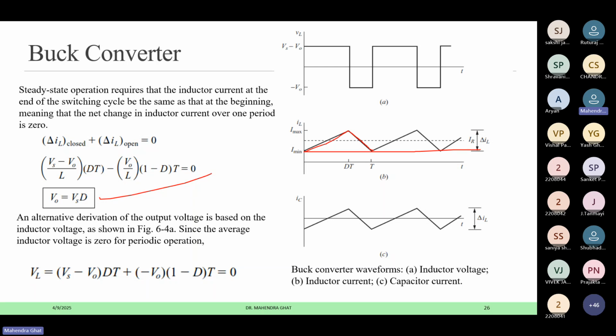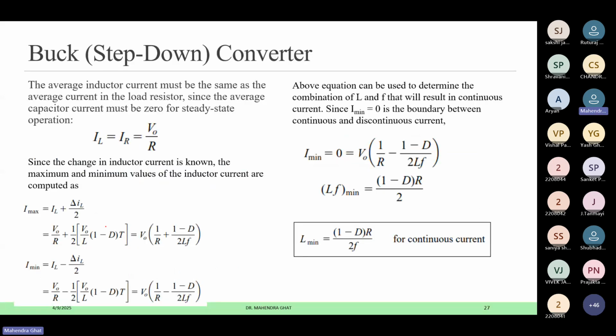So D, as I said, is varying between 0 to 1. When D is equal to 0, VO is equal to 0, so the output voltage is 0. And when D is equal to 1, then VO is equal to VS. So the output voltage varies between 0 to VS, where VS is nothing but the input voltage. So it is always less than or equal to the input voltage. That's why it is a buck converter, and we can use this equation for getting the output voltage from this converter. So that's all.